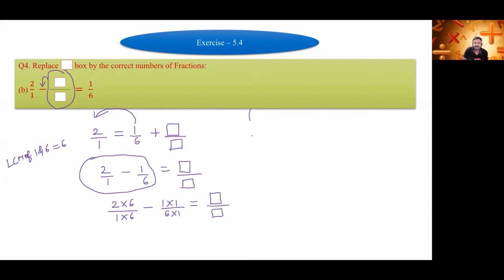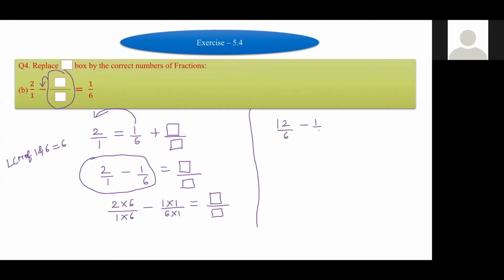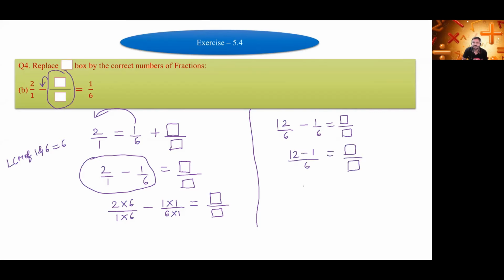Okay, solve it. What will it come? 12 upon 6 minus 1 upon 6, which is 11 upon 6. Correct. 12 minus 1 divided by 6, which is equal to box upon box. So 11 upon 6 is equal to box upon box. So the value of this is what? This is 11 and this is 6. So here it will come 11/6. Okay. Yes.